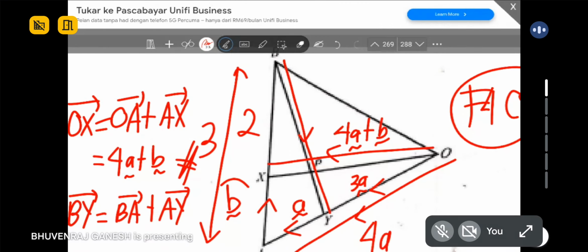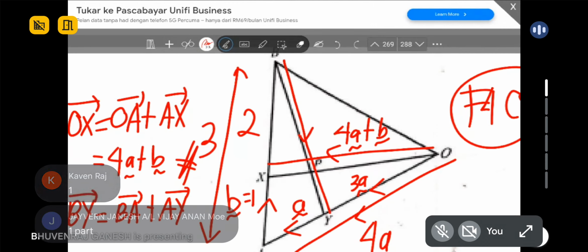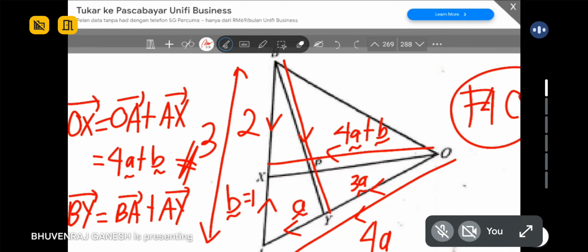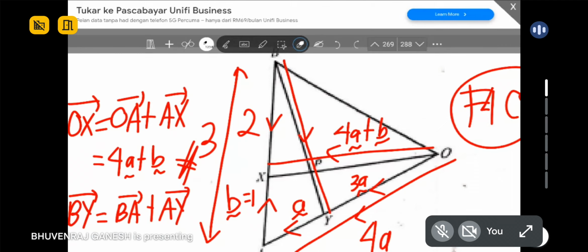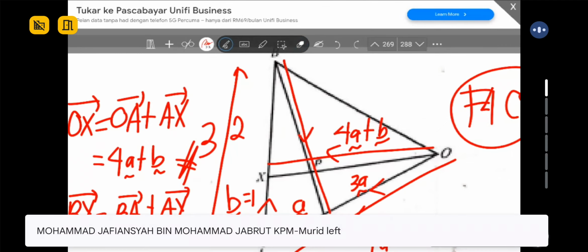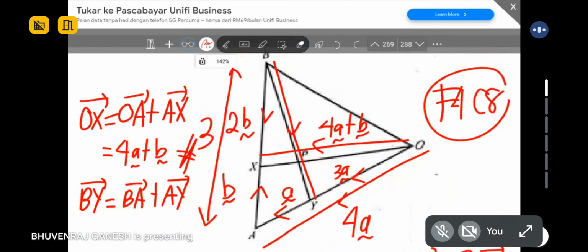So guys, this B is how many parts? May I know? What can I say, guys? BX, what will be the vector? Anyone? Yeah, 2 times, guys. Can you see the ratio? BX is 2, XA is 1. So over here is 2B. Am I right? Because this one is just B. Understand? So that is the concept.